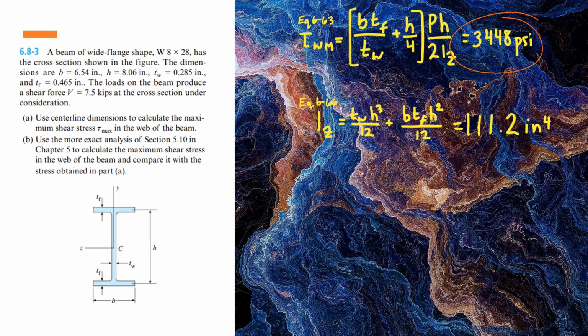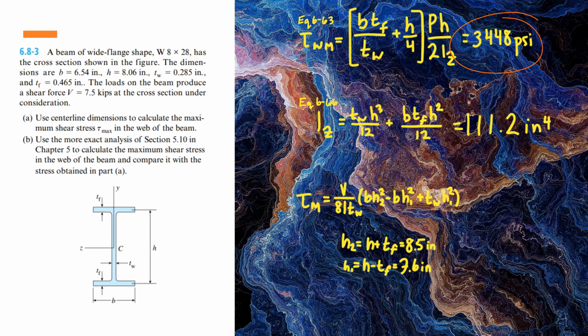Use the more exact analysis of section 5.10 in chapter 5 to calculate maximum shear stress in the web and compare it with the stress that we just obtained. So this equation, which as it said is much more precise, is not the exact same dimensions here. So we do have to solve for what our H2 and H1 would be, which isn't particularly tricky, but just make sure that you don't forget to do that. And then, of course, our inertia, will be using the exact inertia for this one and plugging all of that in.